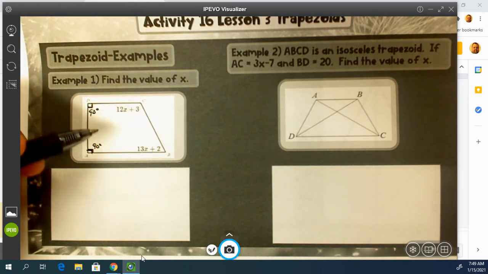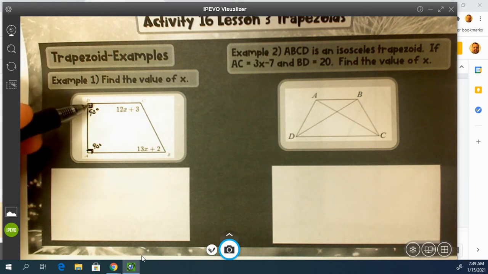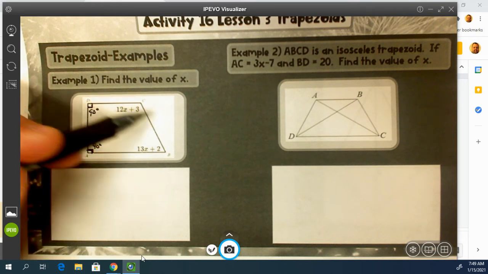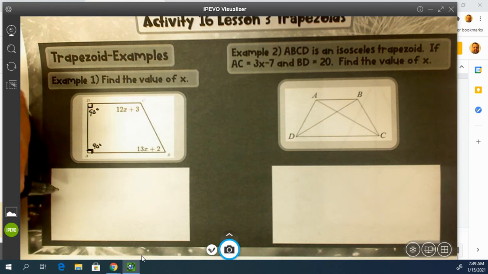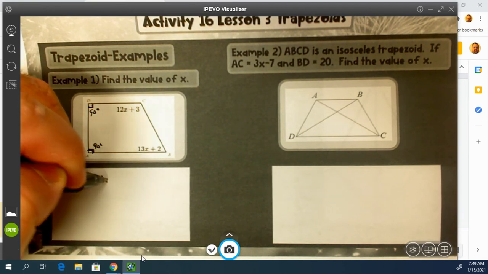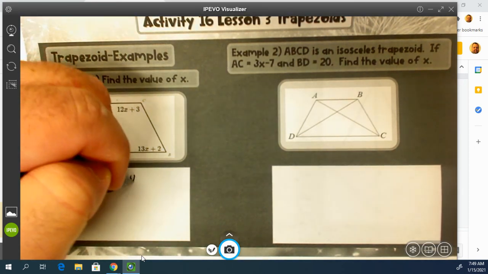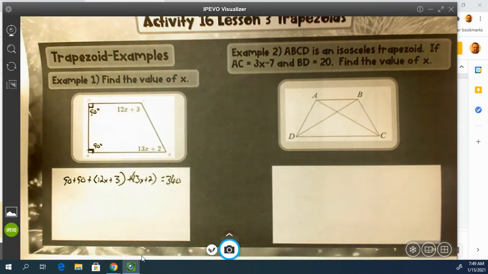Okay. Now, there's a couple ways you can approach this. I'm going to show you the most straightforward way I know. I know that all of these angles add up to be 360 degrees because there are 4 sides. And in a quadrilateral, the sum of interior angles equals 360 degrees. We've talked about that before. So if I add all of these angles together, it equals 360.